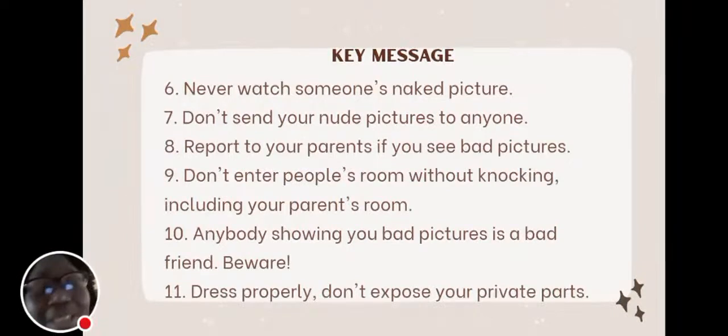Number 10, let me take it again so that you can get it. Anybody that is showing you bad pictures is a bad friend. So beware, and run away from the person.